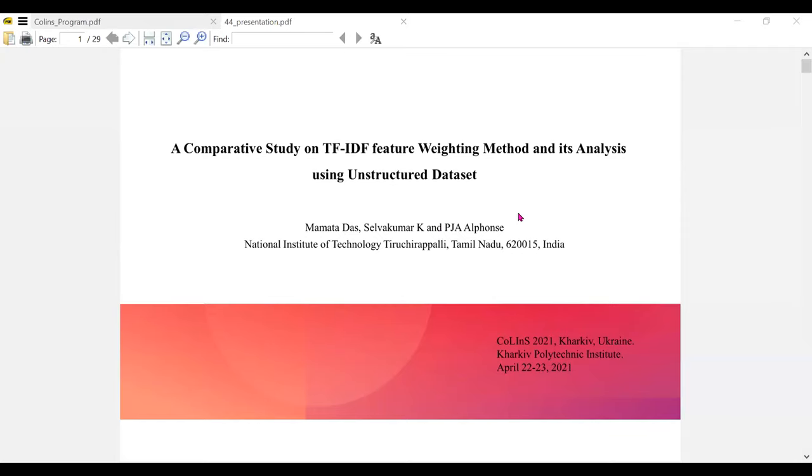Okay, so I'm Mamata Das from the National Institute of Technology, Tiruchirappalli, from India, and I'm a PhD scholar. Today I'm going to present our research work, a comparative study on TF-IDF feature weighting methods and its analysis using an unstructured dataset.